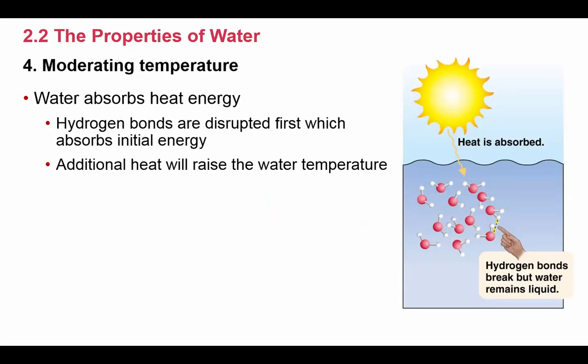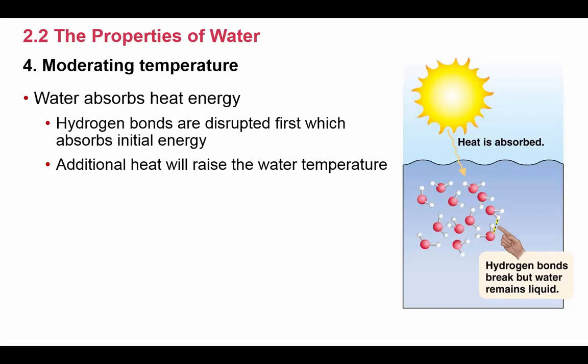The last property of water is it moderates temperature. Water has to absorb the heat energy, and all of the hydrogen bonds that are connecting the different water molecules to each other have to disrupt and absorb that heat energy. And once those hydrogen bonds are disrupted, that's when the water temperature will start to rise. Even though those hydrogen bonds break, the water stays liquid, but the temperature goes up as more heat is absorbed.